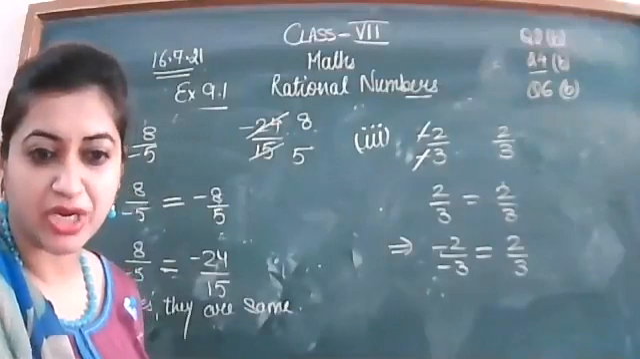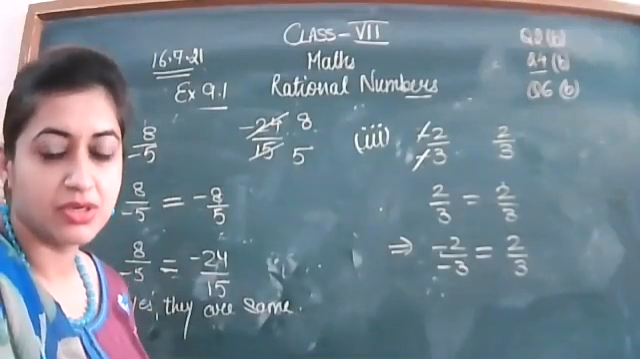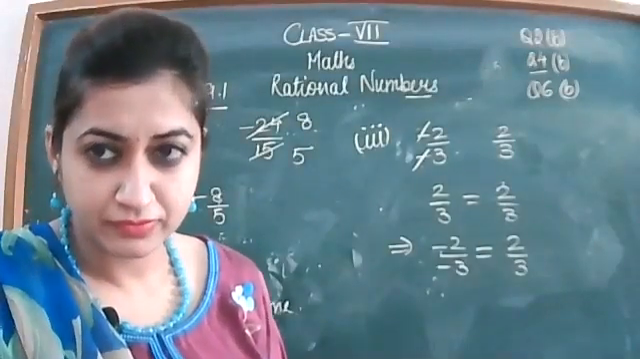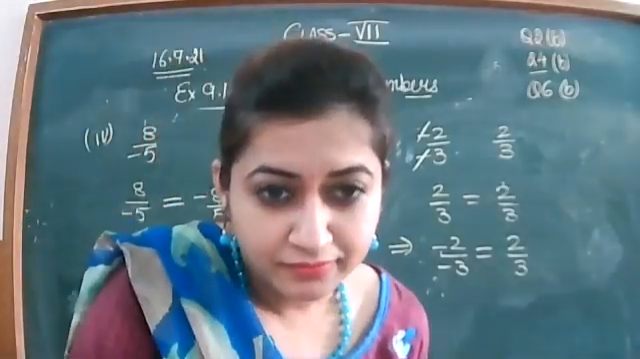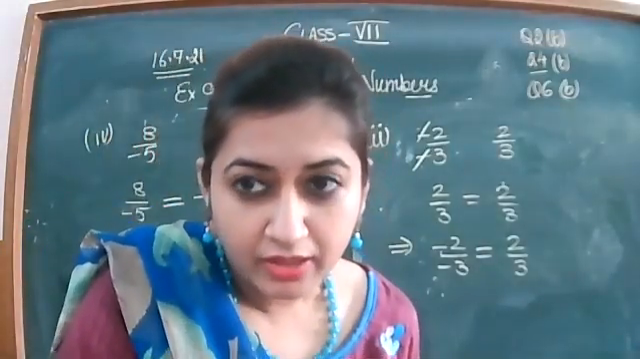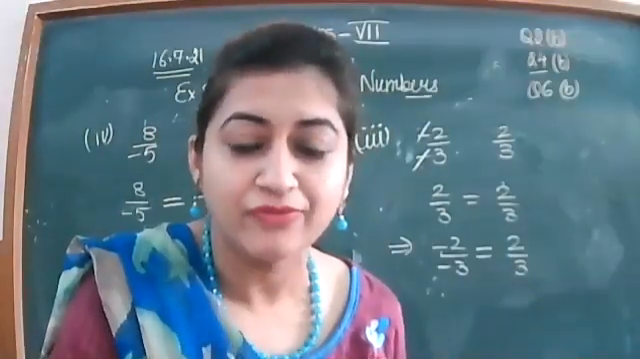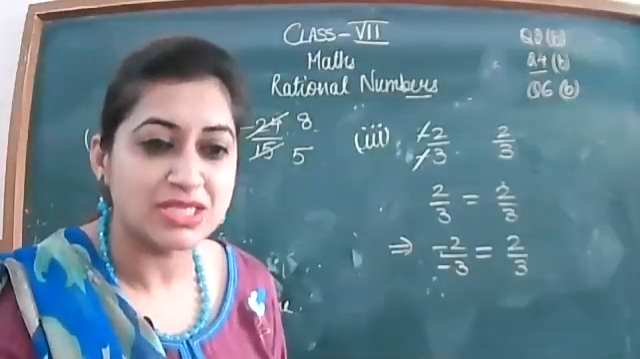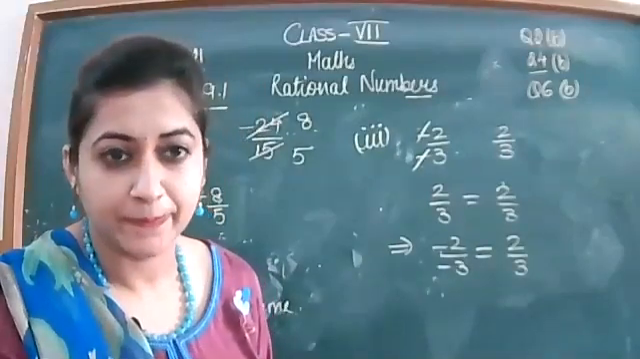Arpita, Arshia, Jalash. Ma'am, no. Why beta? Ma'am, because they are not equal. Because one rational number is positive and another is negative. So how positive and negative can be equal? So they are not equal.